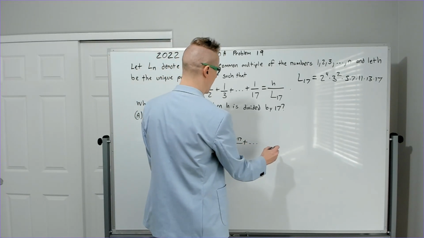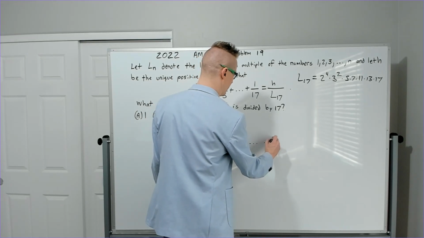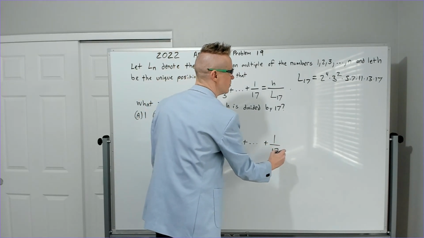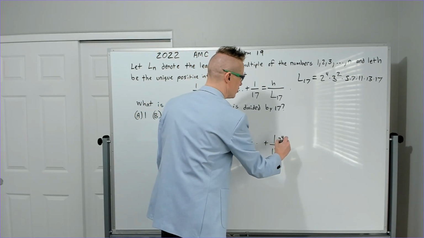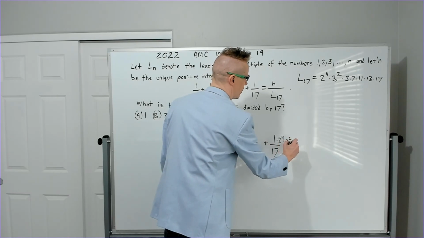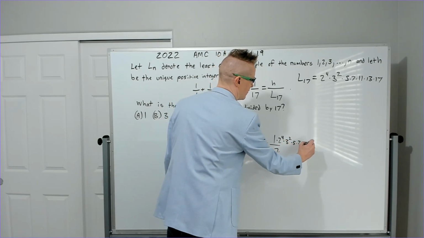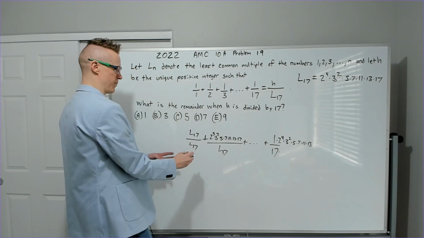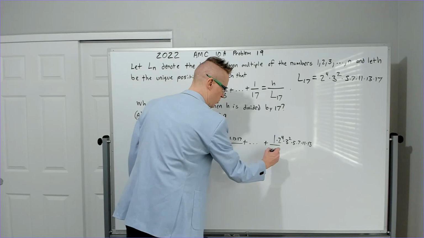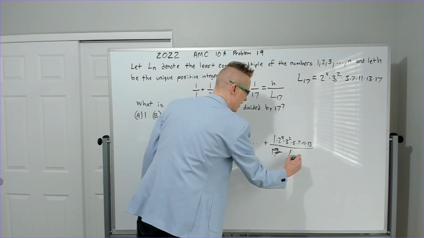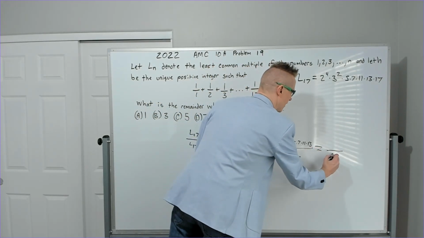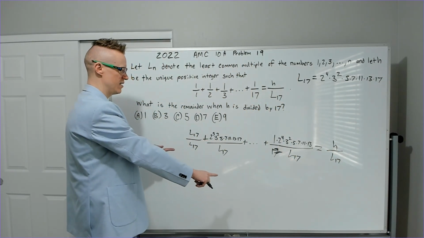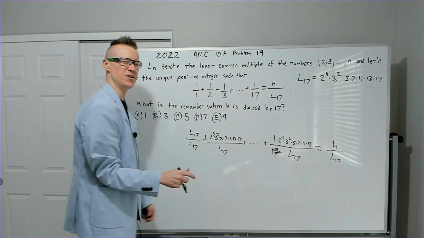Let's go and look at the other end at that 1 over 17. It would have the 17, I would have to multiply it by 2 to the 4th times 3 squared times 5 times 7 times 11 times 13. Okay, so now let's think about what's happening. All of these denominators would now be L17. And now that they're all going to be the same, h is essentially the sum of all the numerators.